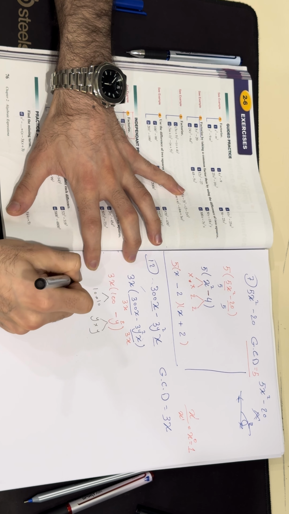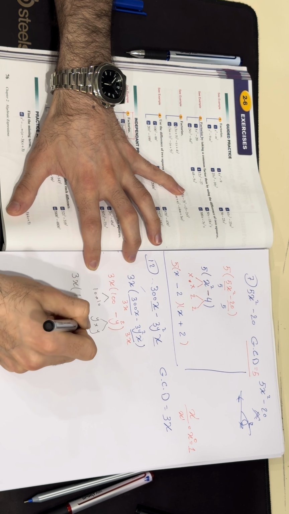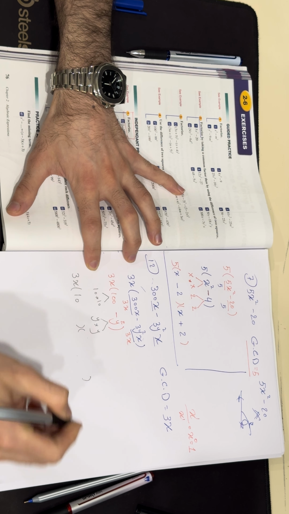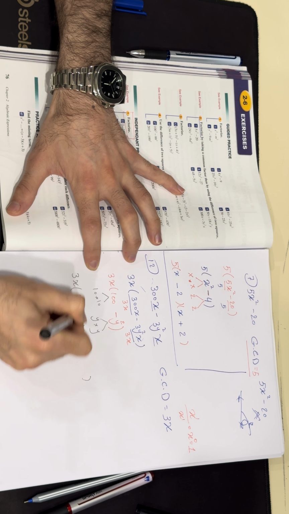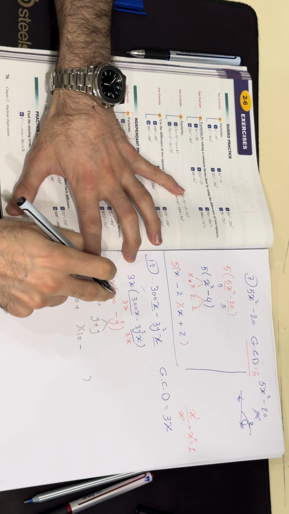So the last answer will be 3x, then open 2 brackets. Sorry, I forgot to open 2 brackets. One of them is plus, and the second one is minus. Then the first one is 10 times, because it's 100.